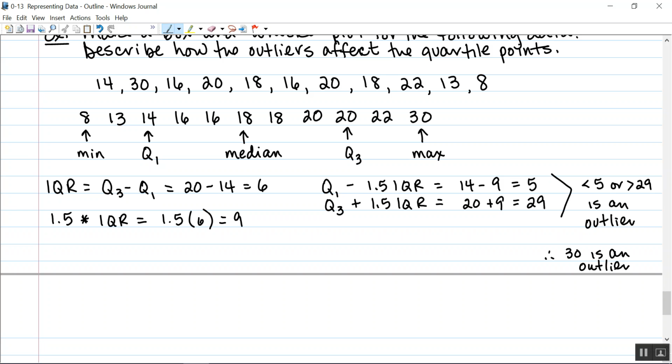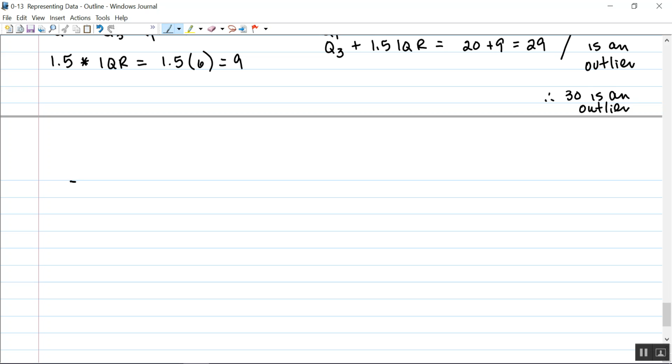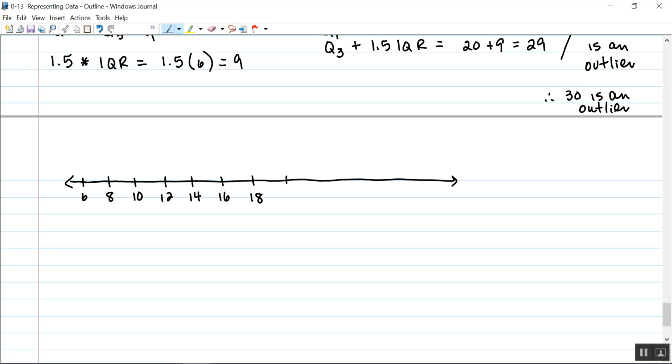Now that we have all that data, we can actually draw our box and whisker plot. To do that, I'm going to draw a number line. This would be easily done on graph paper because you'd have marks you can use. I'm going to go by 2s here. Bear with me while I keep drawing this. Like I said, this would be a lot easier on graph paper because you've already got the boxes.